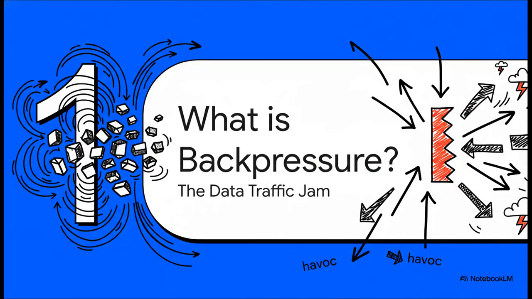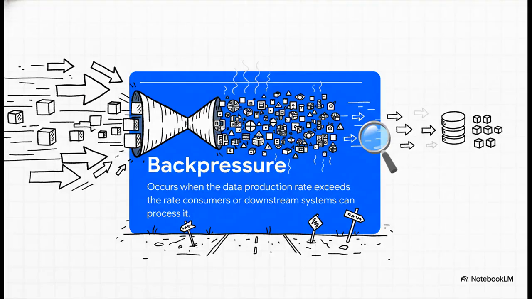Okay, so first things first, let's really get our heads around this. What exactly is this invisible force that's wreaking so much havoc on our systems? The simplest way to think about it is this. Backpressure is what happens when you're trying to pour water into a funnel way faster than it can drain out the other side. Your producers are sending messages at a blistering pace, but your consumers, or maybe the database they're writing to, just can't keep up. This imbalance creates a system-wide bottleneck, that massive data traffic jam we were talking about.